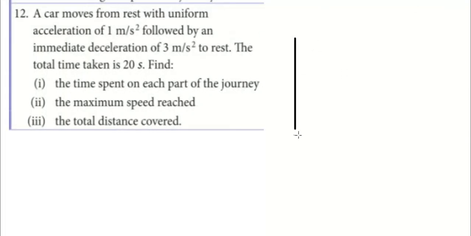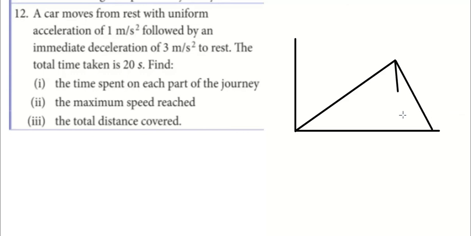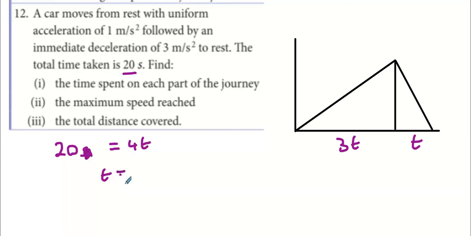From rest, start at zero. Uniform acceleration of 1 followed by immediate deceleration of 3. So the time you spend accelerating, and then the time you spend decelerating is much shorter because it's 3 times bigger than the acceleration period. So to me, this would mean this is 3t and this is t. Total time is 20 seconds. Well, that's convenient because 20 seconds will therefore equal 4t, and then t will equal 5. So that means I have 15 seconds for the first sector and 5 seconds for the last sector. All right, that's pretty handy.